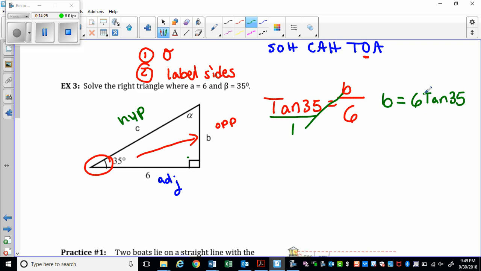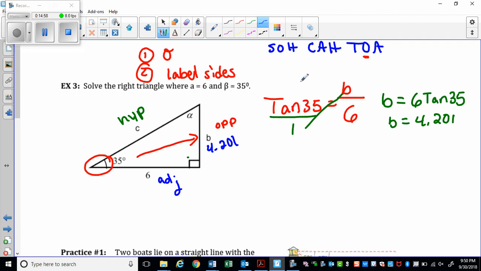Write it in your calculator. Plug it in just like this. So 6 tangent of 35. b is 4.2012, so 1. And that is right here, 4.201. I want you guys to try to find the hypotenuse.